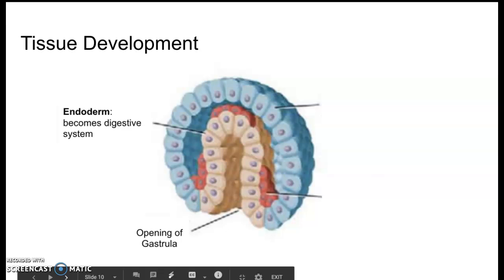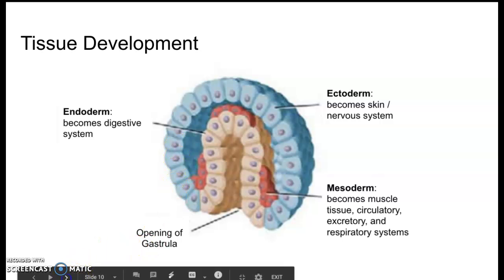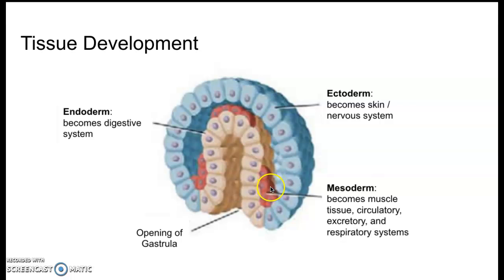So we have the inside part called the endoderm. That will eventually become the digestive system for the organism. Then we have the ectoderm, which is on the outer part, and becomes the skin and the nervous system of the organism. And the red part we call the mesoderm, meso because it's in the middle, and it becomes the muscle, tissue, and circulatory, excretory, and respiratory systems.